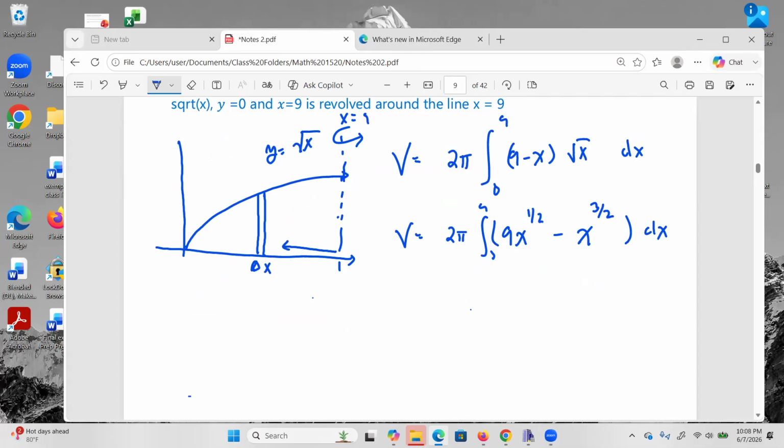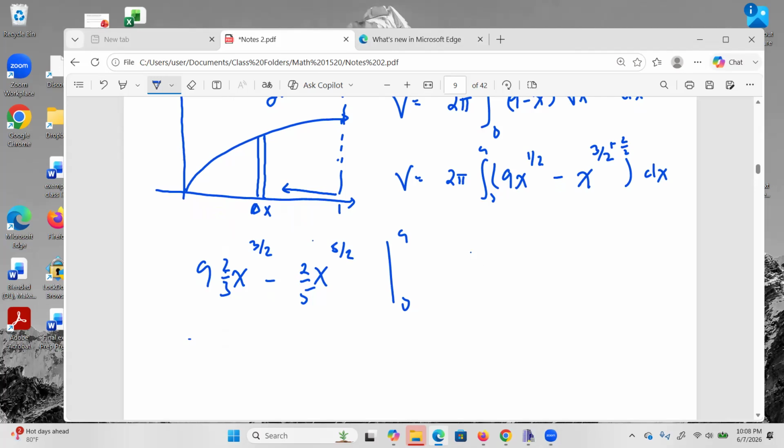Okay, so this is going to be 9x to the 3/2 times 2/3, minus x to the, you could go ahead and do this if you want, 3 over 2 plus 2 over 2. So 3 over 2 plus 2 over 2 is 5 over 2, and we're dividing by 5/2, so we're going to multiply by 2/5. And of course, we're going from 0 to 9. We can clean this up a little bit because 9 over 3 is 3, 3 times 2 is 6, so we have 6.